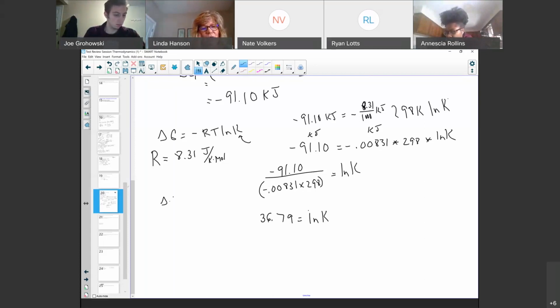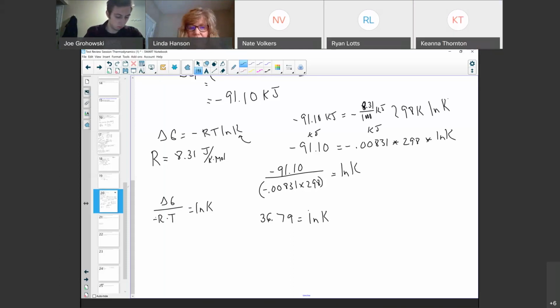Delta G over R times T is ln K. Just kind of showing our algebra steps to bring that over. Negative R T ln K. I'm just pausing and seeing if we're in agreement so far, and then we'll pull out K in just a moment, just letting you catch up a little bit. Sweet.